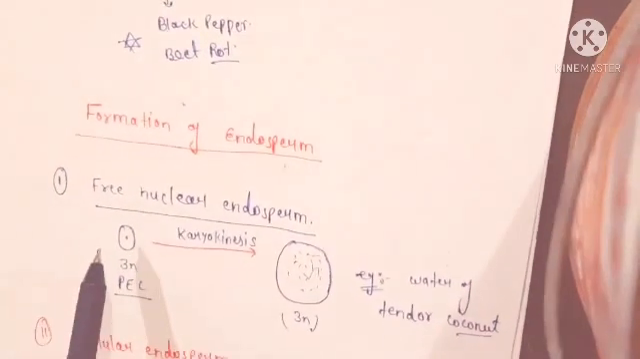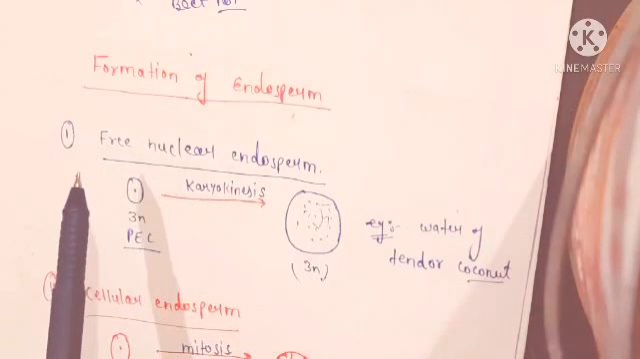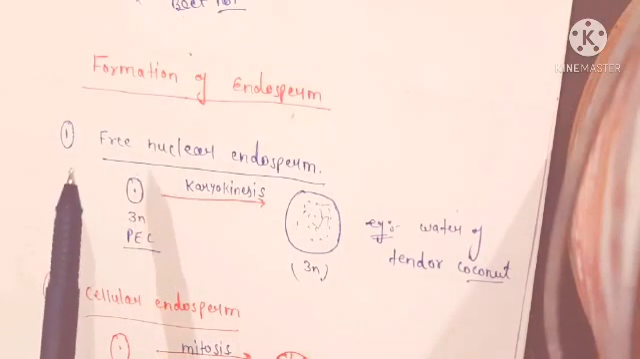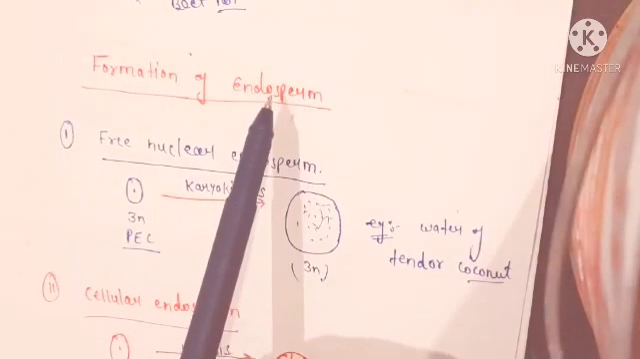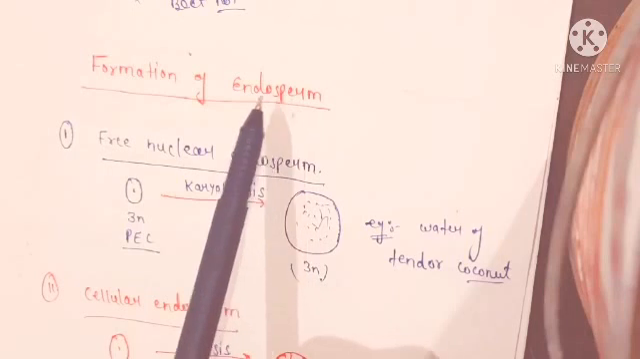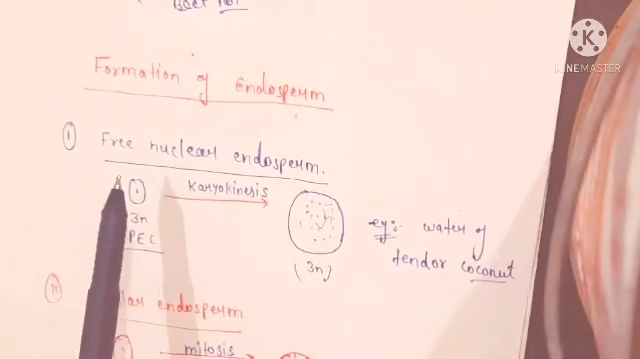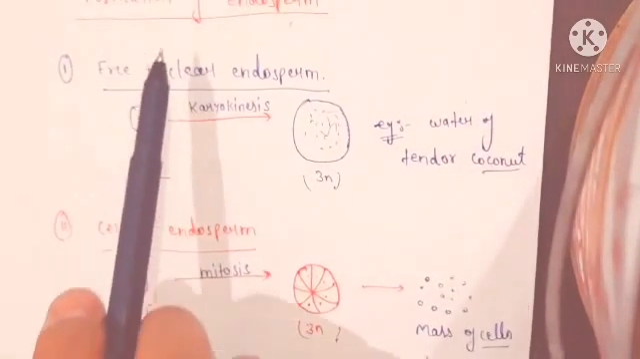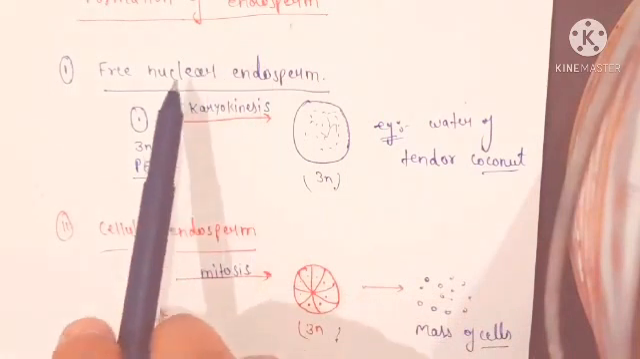After that, friends, what we will discuss? We will discuss the formation of endosperm by the three ways. What is endosperm? As you know, endosperm is a nutritive tissue that provides nourishment to the developing embryo. So the formation of endosperm takes place by three ways. We will discuss one by one.